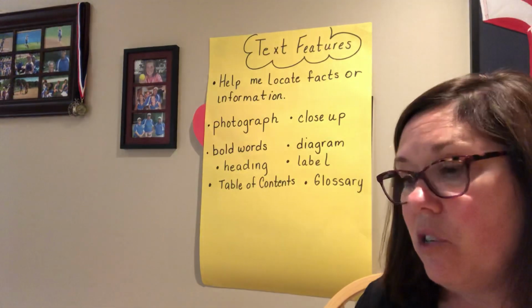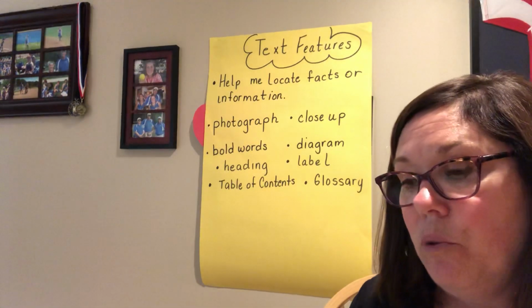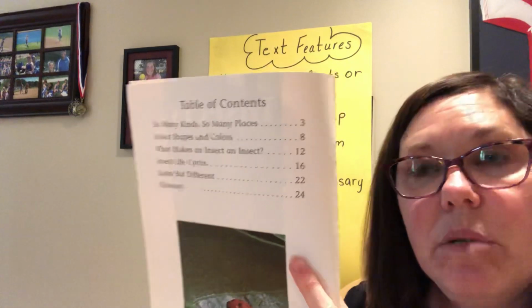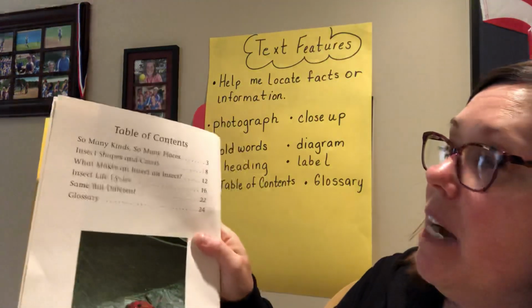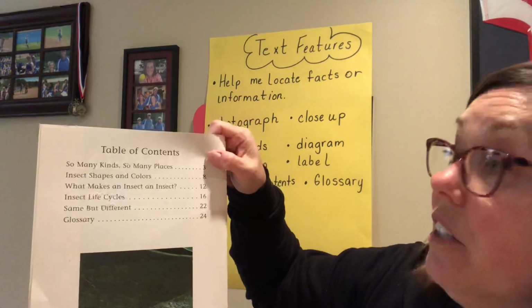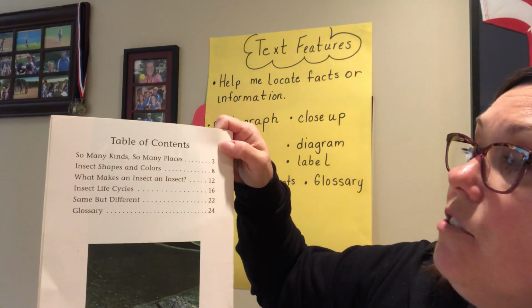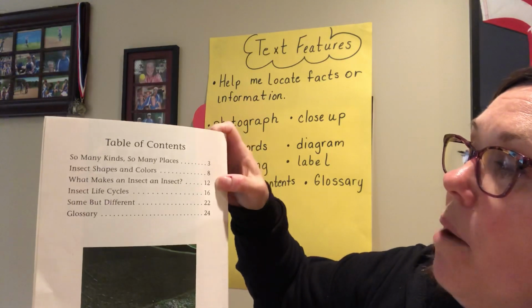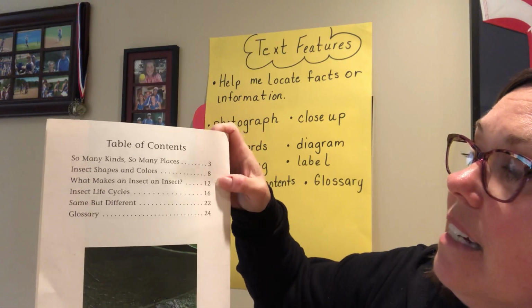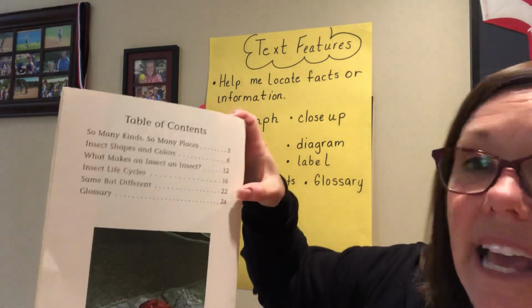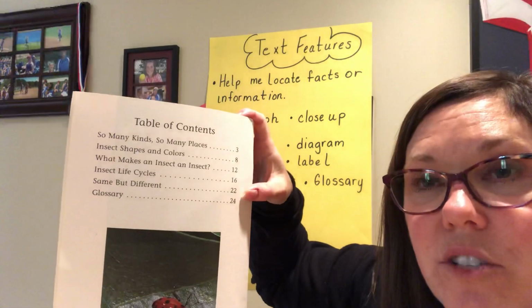Remember, a good reader is always going to want to look through the book first, and the first thing I'm noticing is, look at that. There is a table of contents, and my table of contents has different headings here. It says, so many kinds, so many places, insect shapes and colors, what makes an insect, insect life cycles, same but different, and then finally a glossary.